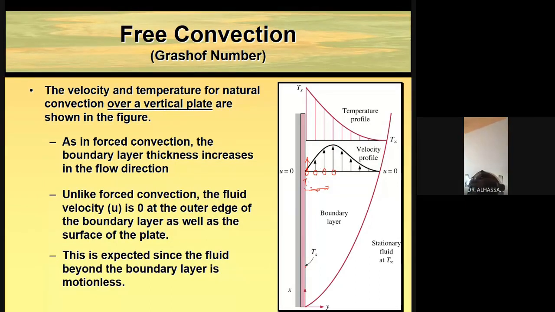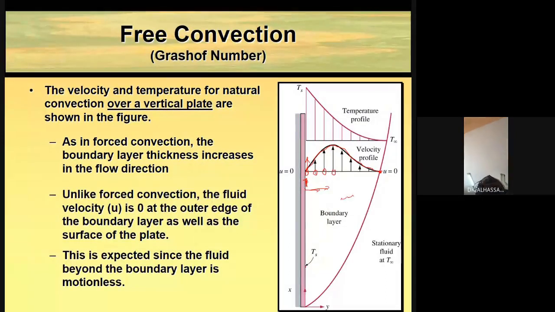Then as we move in the y direction, the influence of this temperature on the neighboring fluid will be reducing. So gradually, asymptotically, up to the free stream velocity, so then it becomes 0. You understand? So this is the velocity profile for the development of the velocity boundary layer in the free convection situation. Okay, so now this is the boundary layer.